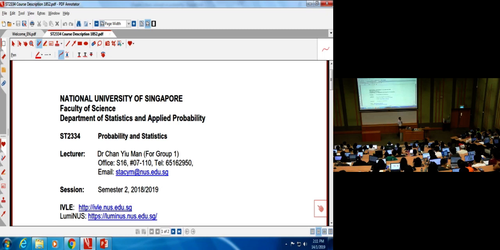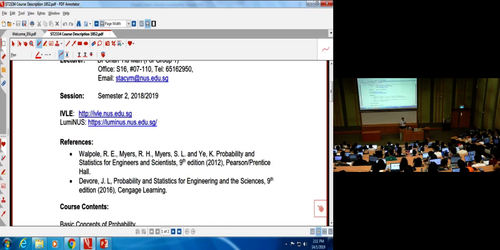So these are the two references. We don't use a textbook, but these are the two references. In fact, any books called Probability and Statistics, or Introduction to Statistics, can be used as a reference. But these two are the ones that we suggest.